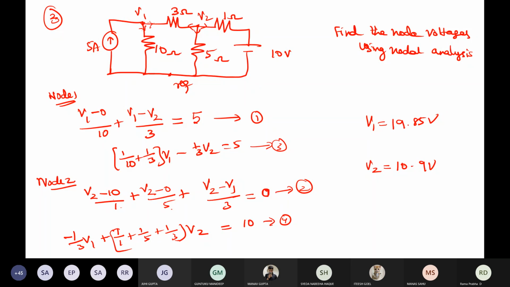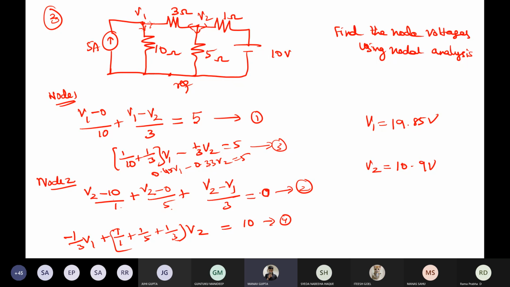This is 0.43, and 1 by 3 is 0.33. Ma'am, from the node 1 equation, V2 is coming V2 equal to 5 minus 0.43 V1 divided by 0.33. See, there is no variation of equations. You should get only an equation like 0.45 V1 minus 0.33 V2 is equal to 5. Whether you're getting that or not.